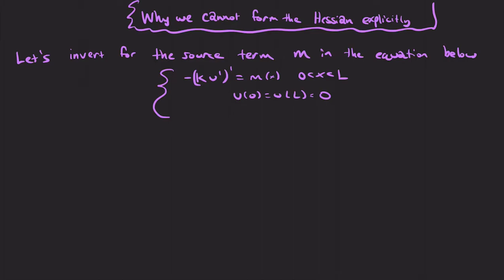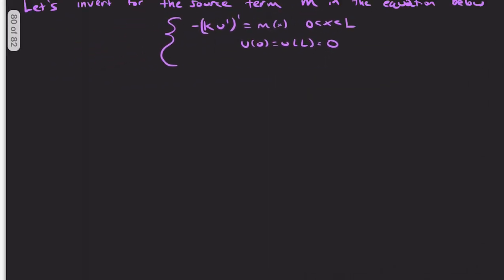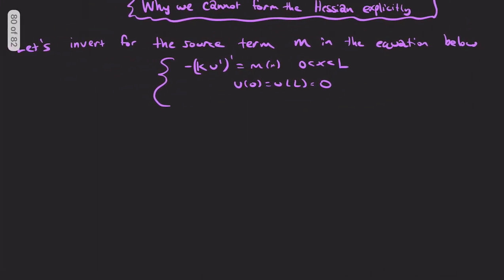Hi everyone, in this video I'm going to motivate why we can't form the Hessian explicitly for large-scale optimization or for large-scale inverse problems. And this motivates why we talked about Newton CG, because remember that in an iterative solver you do not need to explicitly form the matrix. All you need is its action on a vector. So that'll be the approach. We won't form the Hessian explicitly. We will compute its action on a vector.